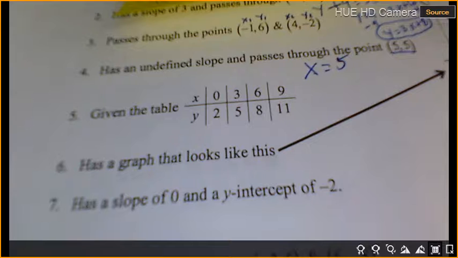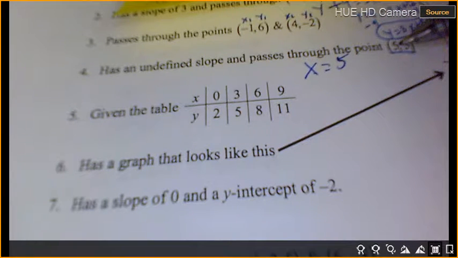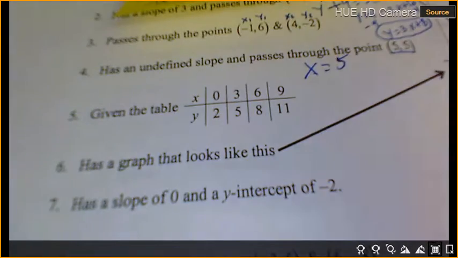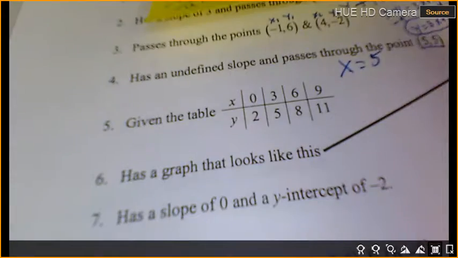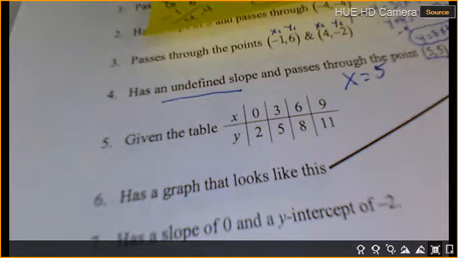Okay, you're first, Christian. All right. We're going to look at number 5. See how it has a 5 there? If it is an undefined slope, it's x equals 5. Because it says right here, undefined slope. Are you good? Okay. You want me to draw a picture? Is that helpful? Okay.